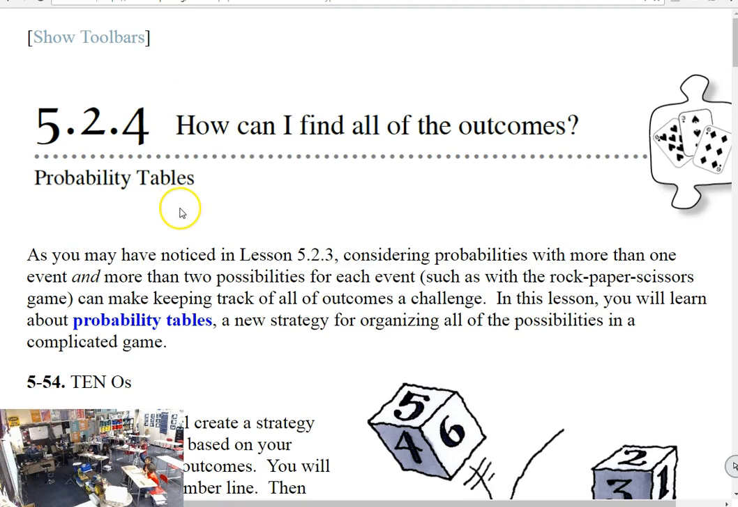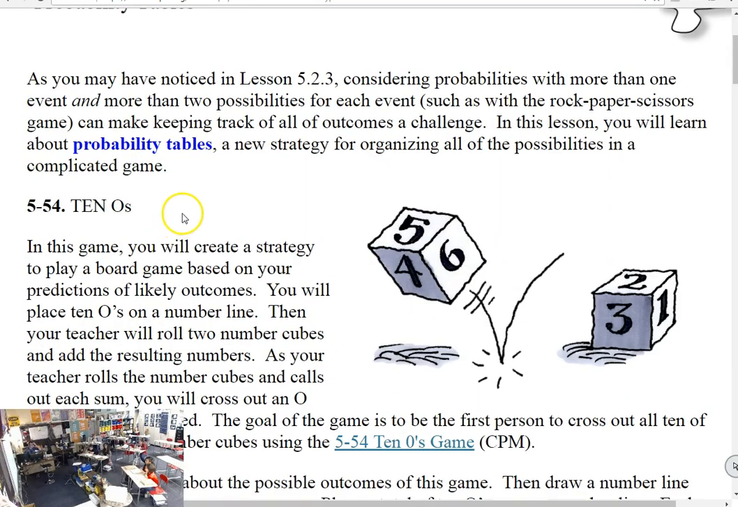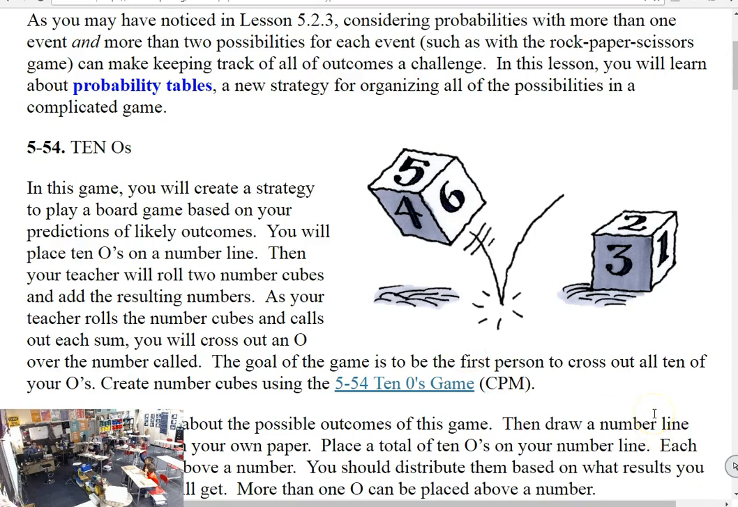So today we're going to talk about probability tables. Yesterday we kind of started this because we wanted a model to represent what we were talking about. So we went ahead and made our own tables, even though it didn't tell us that we had to. We chose to. So, anyone feel like reading?